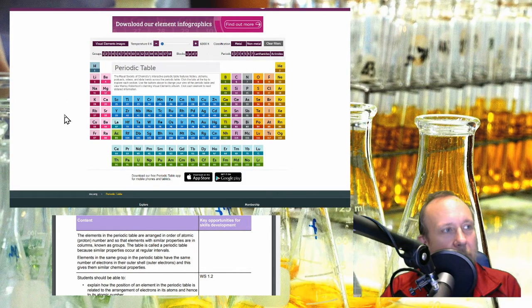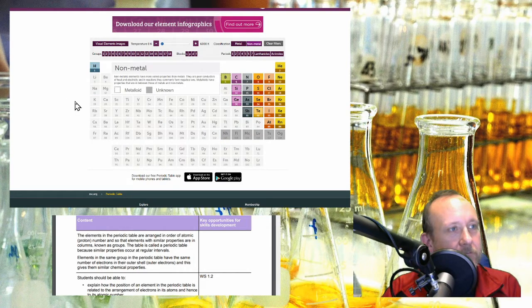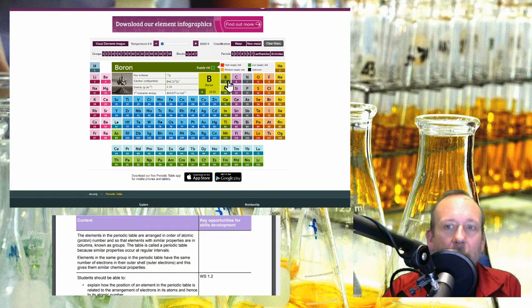So what can you look up on the periodic table of the elements? Firstly, elements are divided into two types, metals here and non-metals here. Secondly, all elements from left to right, line by line, or period, as we should call the lines, have one more proton than the one to their left. So boron has 5 protons, carbon has 6, nitrogen has 7, and so forth.